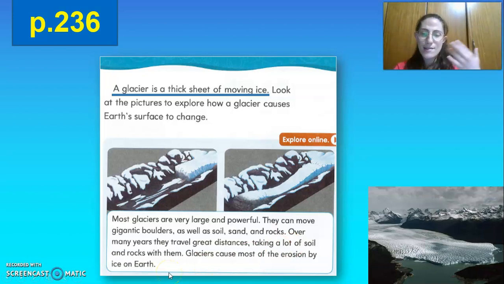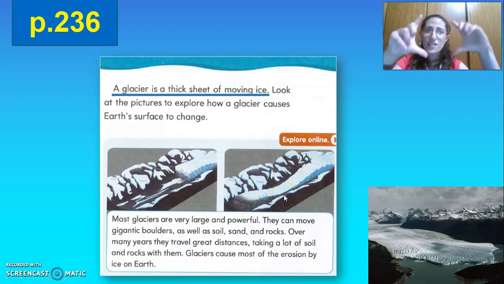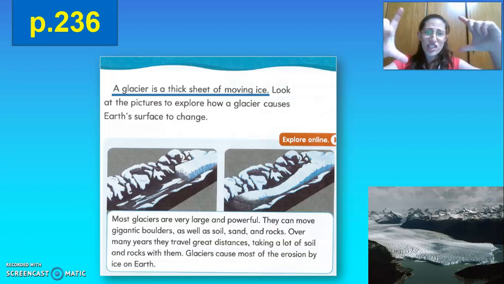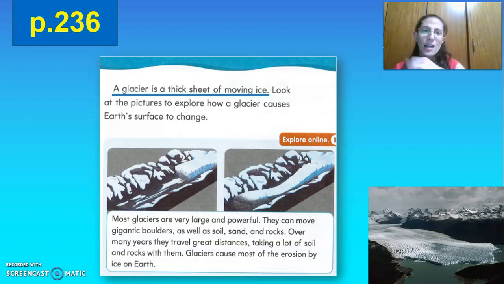Over many years, these glaciers, which are thick sheets of moving ice, travel great distances slowly, and they take a lot of soil and rocks with them, thus causing a change to Earth's surface by erosion, which is done with the help of ice. How? Because this thick sheet of moving ice is picking up and carrying away rocks, soil, and sand from one place to another, causing a change to Earth's surface.